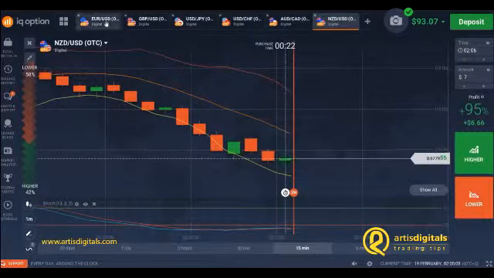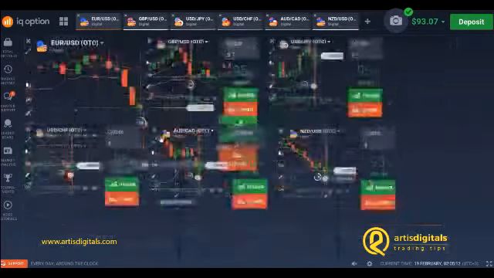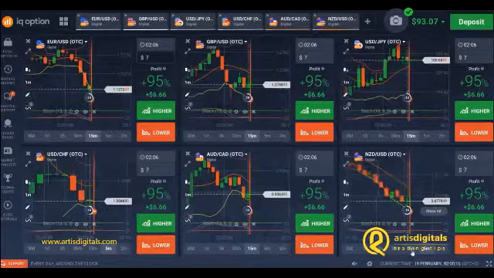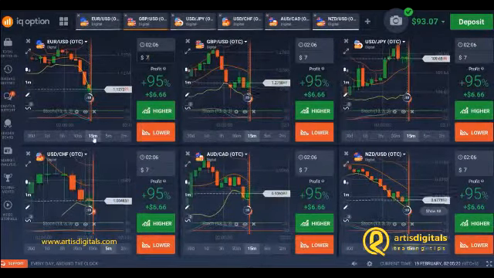Euro USD, there's a shooting star forming. There's a hammer forming, sorry. If it forms correctly, we'll call at 31 seconds. It didn't form correctly. It didn't form correctly.